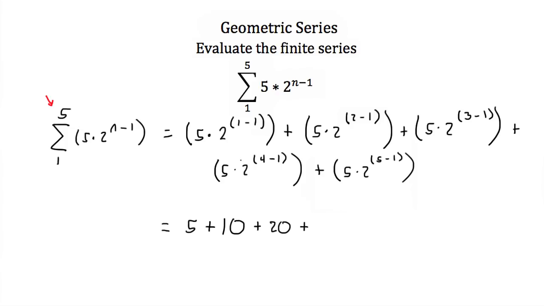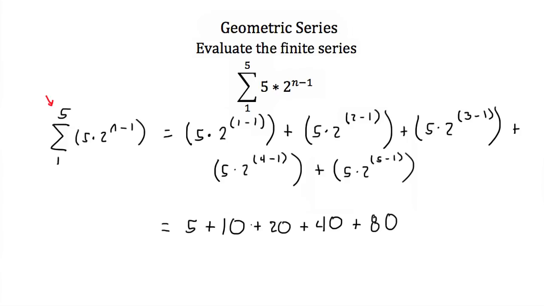And we're going to add that to our fourth term. 5 times 2 to the 4 minus 1 power. 4 minus 1 is 3. 2 to the third power is 8. 8 times 5 is 40. And we're going to add that to our fifth term. 5 times 2 to the 5 minus 1 power. 5 minus 1 is 4. 2 to the fourth power would be 16. 16 times 5 is 80.